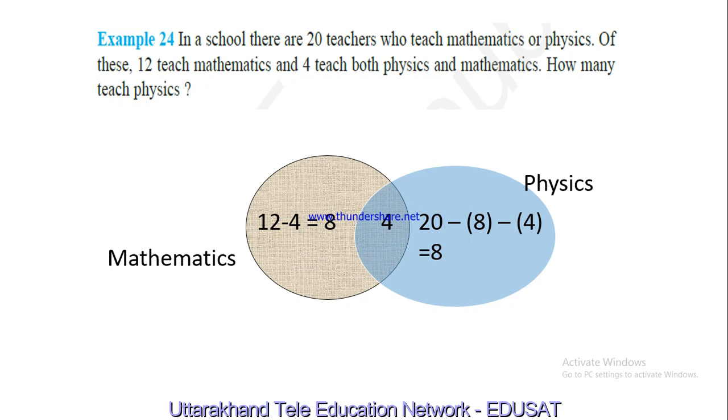So if somebody asks what is the number of teachers who can teach only physics, the answer would be 8. But what is the number of teachers who can teach physics? The answer would be 12, because 4 is the number of those teachers who can teach physics as well as mathematics. And the total number of elements covered by this particular figure, the 2 circles, is equal to 20, which is the total number of teachers.